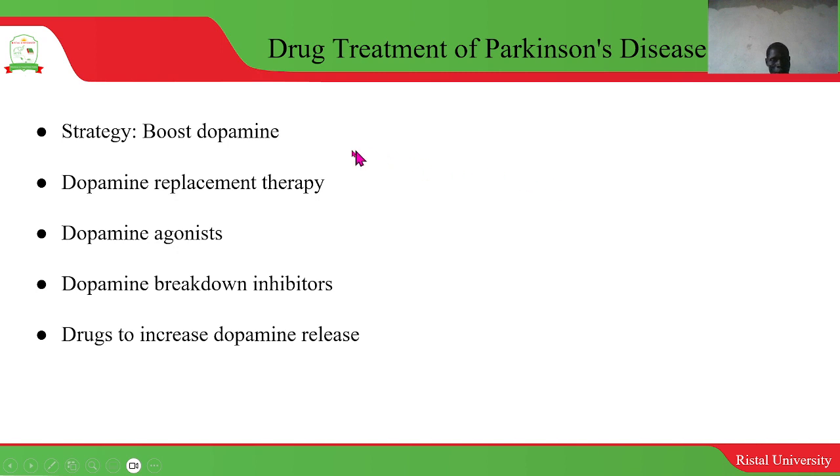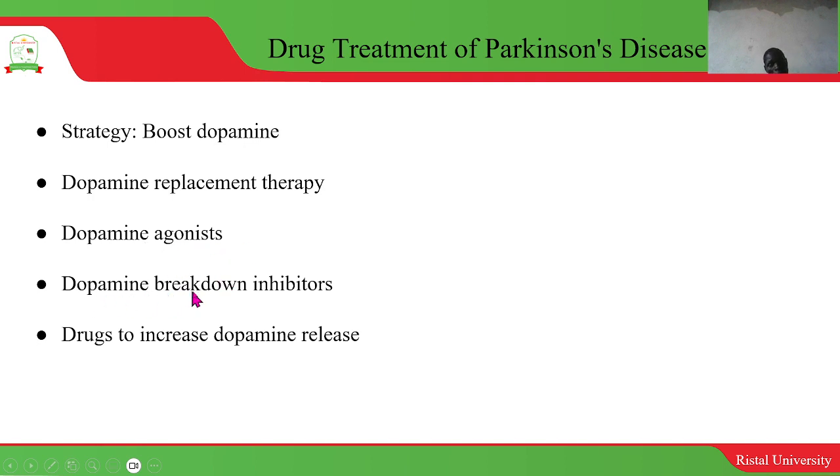Drug treatment of Parkinson's disease: the strategy is to boost the dopamine. We said dopamine was being depleted, so we have to give dopaminergic drugs, by replacing dopamine, that is dopamine replacement therapy. Or we give dopamine agonist drugs that support the actions of dopamine.